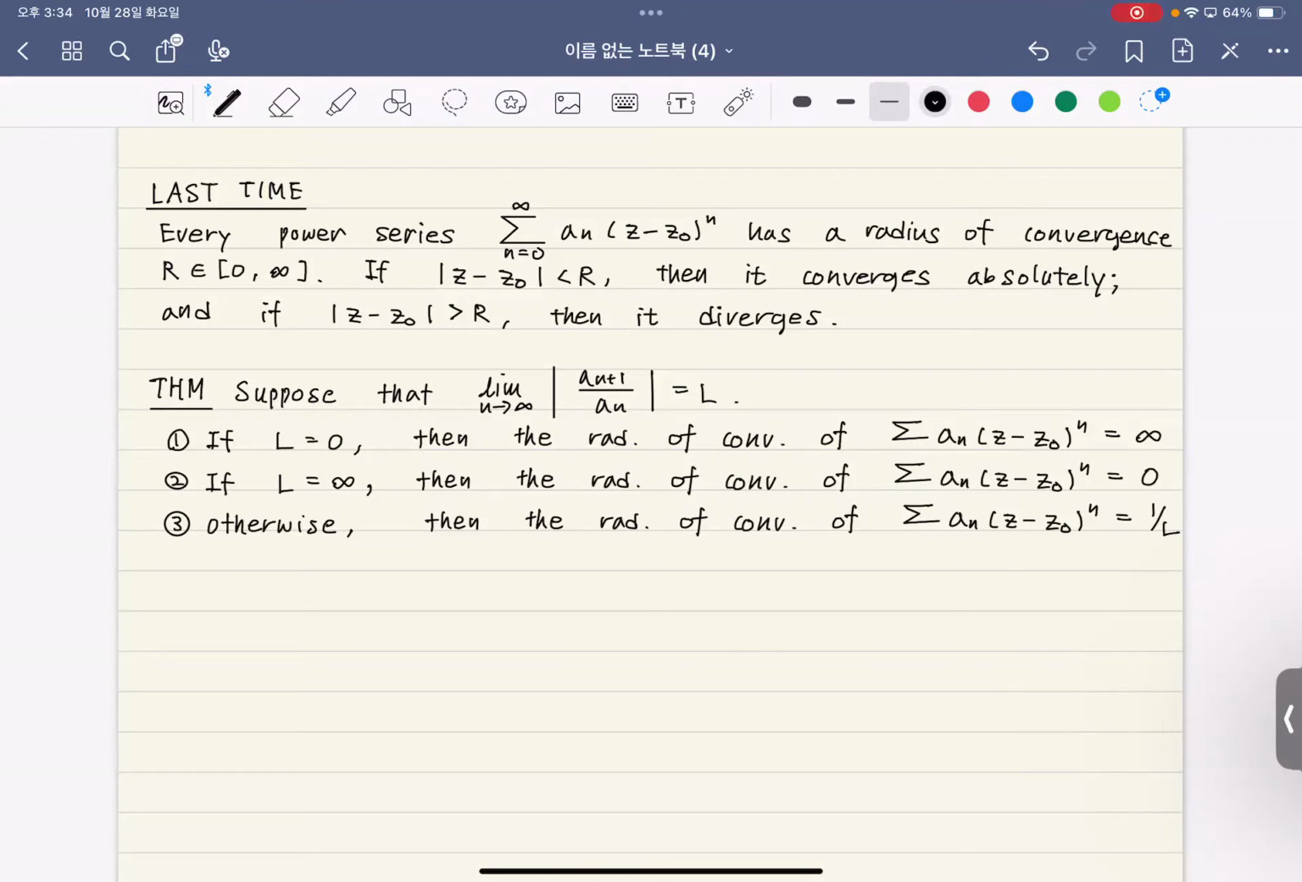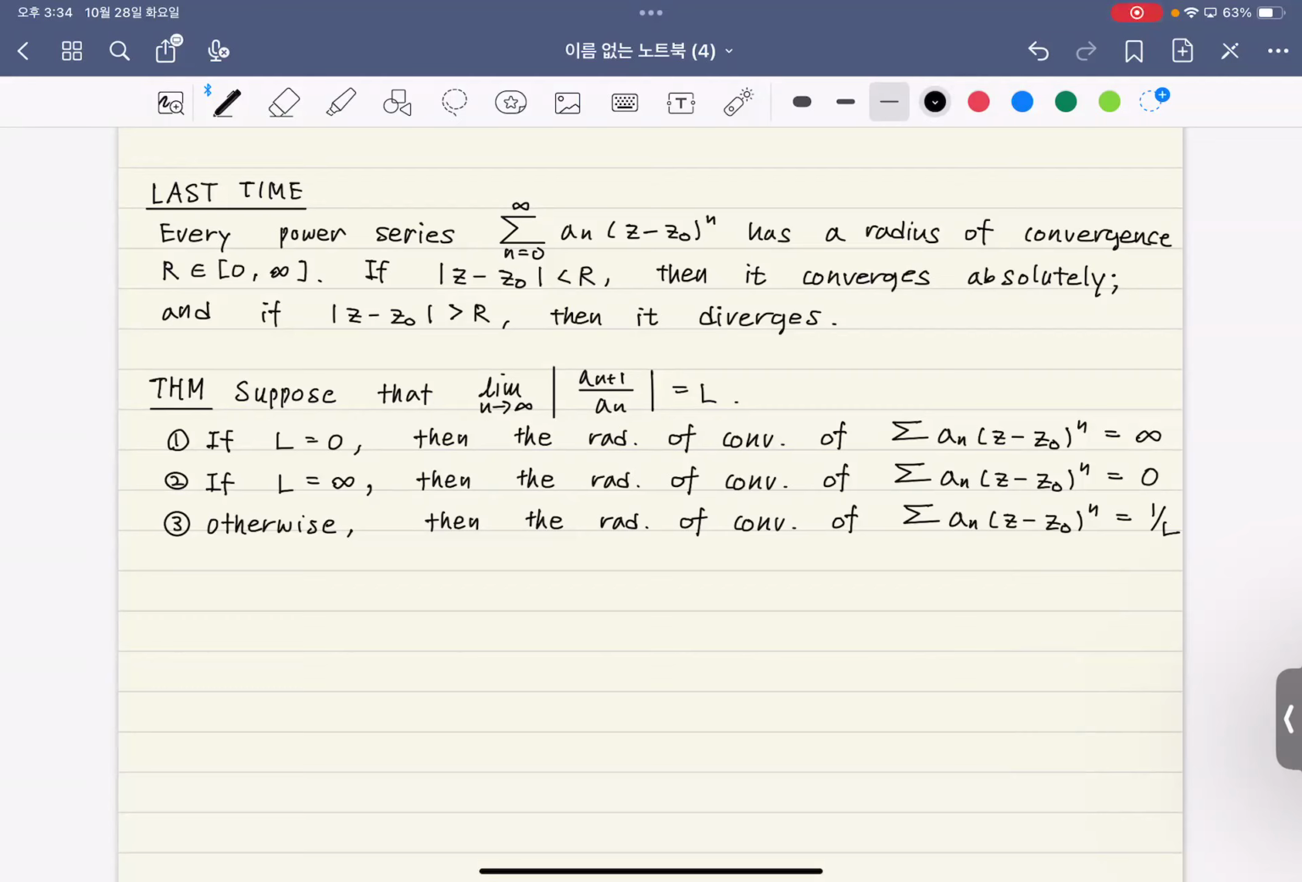That means if your point of interest, the distance between the center of the power series and the point of interest, is less than the radius of convergence, then your power series converges absolutely. Otherwise, if the distance between z and z0 is greater than the radius of convergence, then your power series should diverge. So that was the idea. The question is, then, how can I find such a radius of convergence?